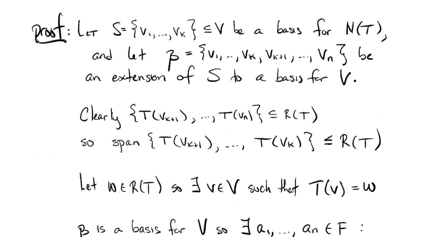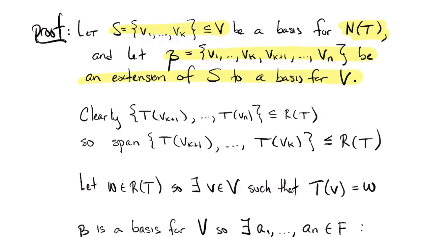Okay, so I'm going to take a subset called S of the domain, and I'm going to take it to be a basis for the null space. So I've got k vectors in it. K is evidently less than or equal to n because S is a subset of V, and V has dimension n. So it's a basis for the null space. And then I'm going to extend that to a basis for V. So let beta be an extension. I've got the same first k vectors, and then I extend that basis to a basis for V.